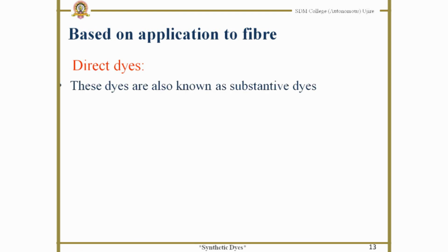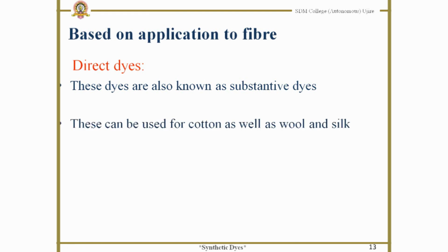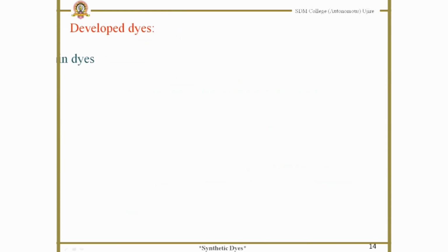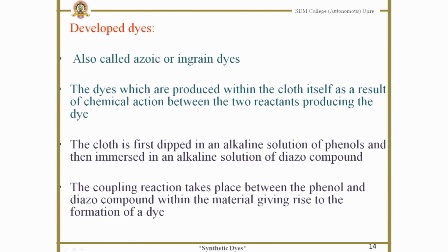Then coming to the various types of dyes based on the application of dyes to the fabric, direct dyes. Direct dyes are also called substantive dyes. These can be used for cotton as well as wool and silk. The dye is applied to the fabric by immersing it in hot boiling solution, then removing from it and then drying the fabric. Examples for this type of dyes are Congo red, naphthol yellow, Martius yellow, etc.